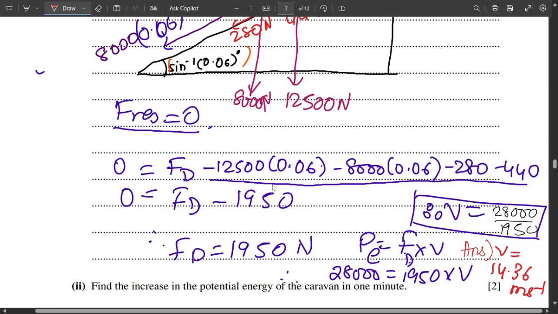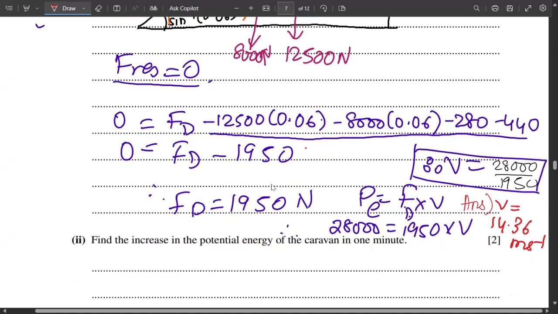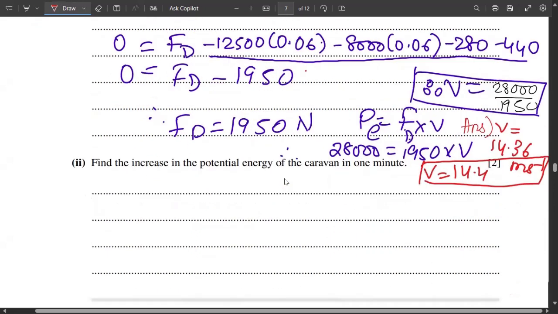Now, because we have read that the answer should be in three significant figures unless specified, we write 14.4 meter per second. The final answer is 14.4.